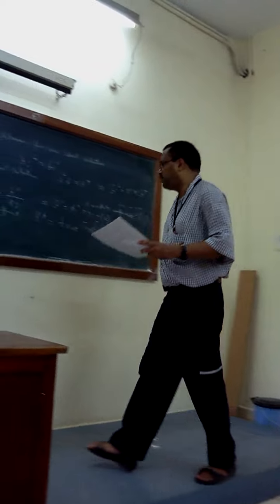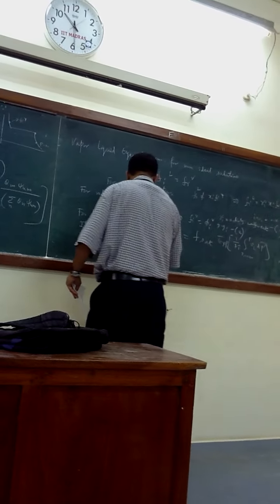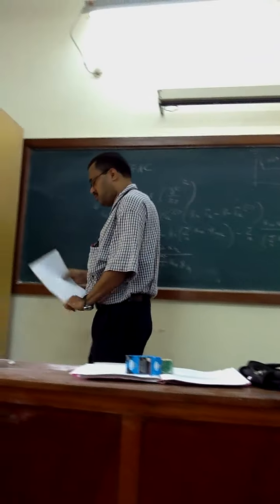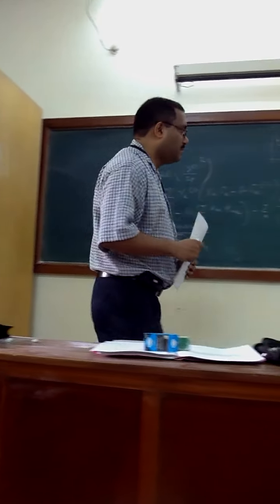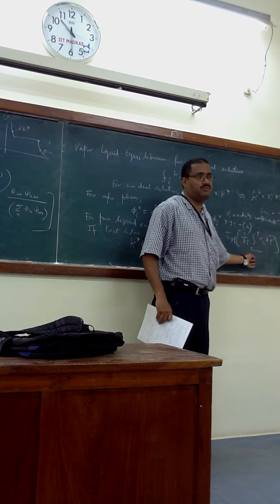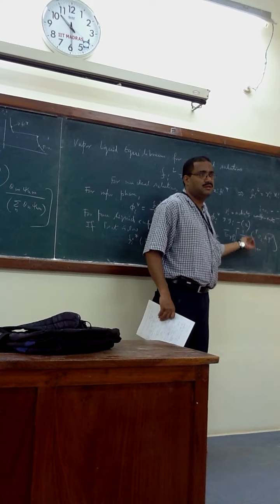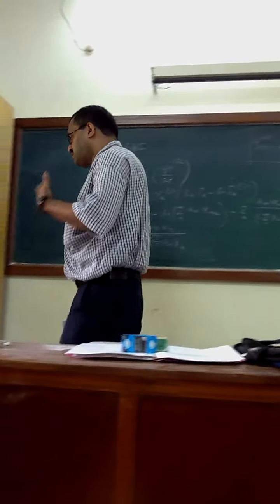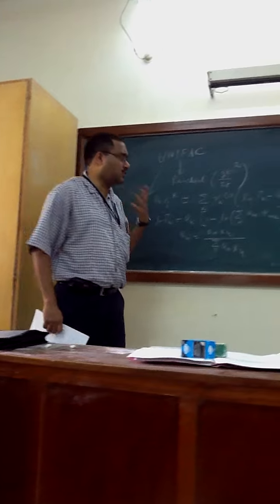Phi i star Pi equals, if P sat is low, I am giving some approximation. If P sat is low, what can you write? Phi i star equals f sat, because this integral will go, right? This exponent term will go. I am assuming that the solution pressure is actually on the lower side.